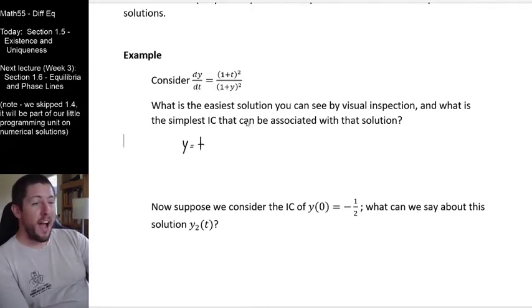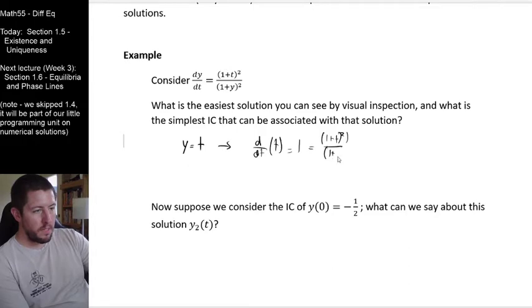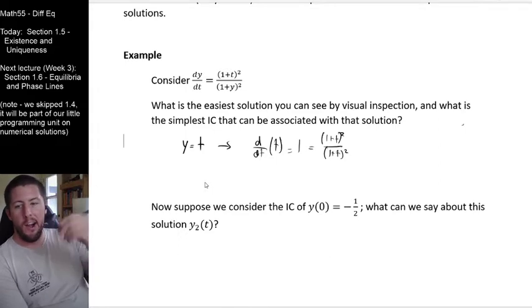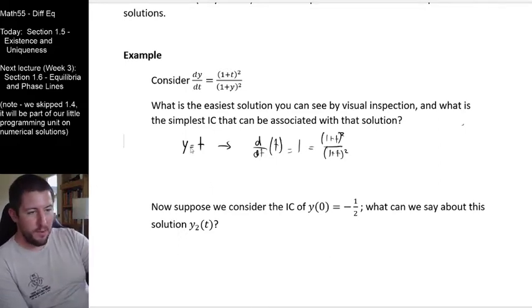So y equals t is going to give me the derivative of t is 1 is equal to (1 plus t squared) over (1 plus t squared) right there. Get rid of my errant parenthesis. Cool, so that is a solution that works. And now I'm also saying, what initial condition is going to be nice and convenient with this one? Looks like 0, 0.